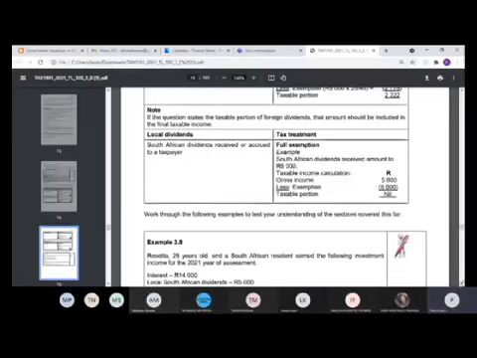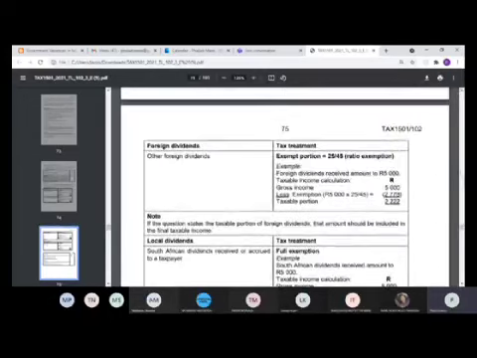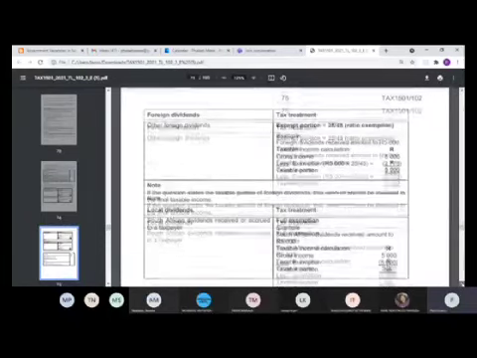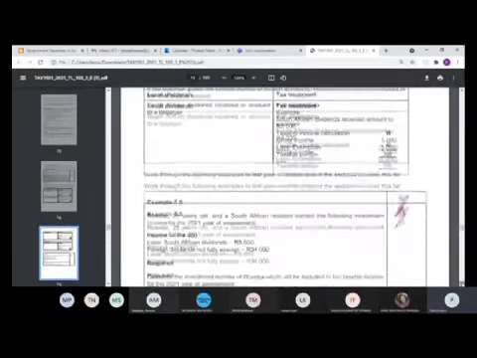Here's the thing. You can see that there's a slight difference with regards to foreign dividends as opposed to South African dividends. I'm not sure how they can examine you based on this kind of question. However, I think they would state whether it's an other dividend or the dividend qualifies for that ratio of 25/45. So you just need to be careful when you deal with that kind of the foreign dividends or the local dividends.